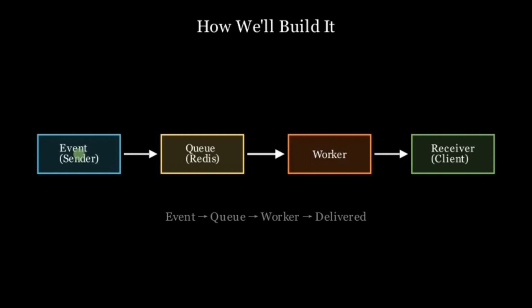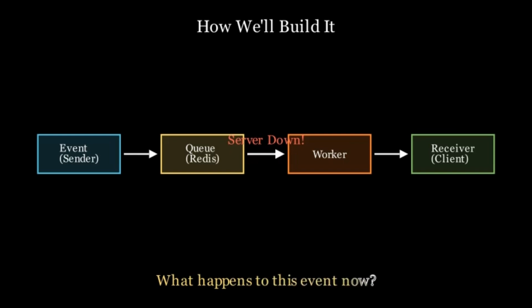But here's the question almost no tutorial answers. What happens if your server, the receiver, is down? At that exact moment, the webhook arrives. Does the event just disappear? Today, we're building a webhook delivery system that solves exactly that, with automatic retries, exponential backoff, and a dead letter queue for events that fail completely. This is the core logic behind how Stripe, GitHub, and similar systems actually work under the hood.